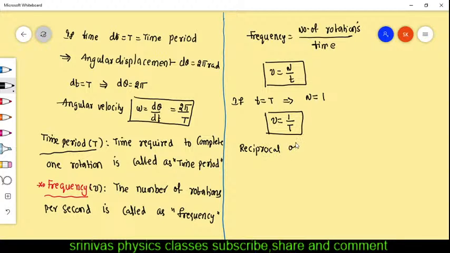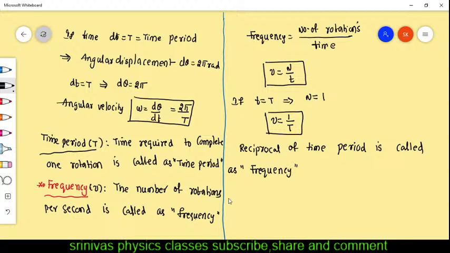Reciprocal of time period. There is another definition for the frequency. Reciprocal of time period is called as frequency.